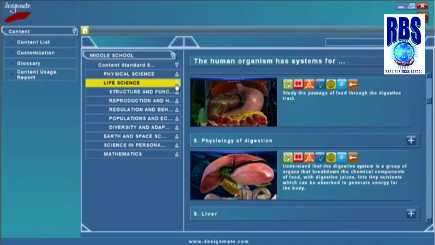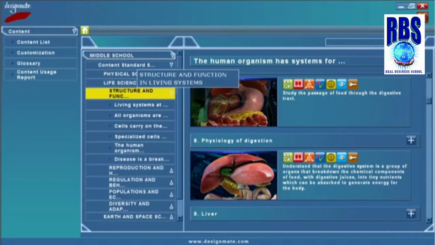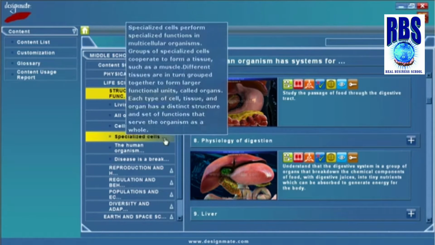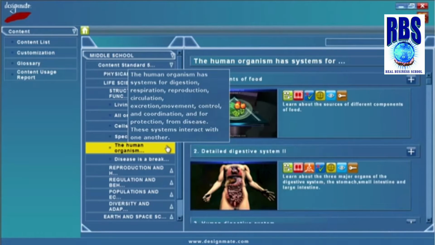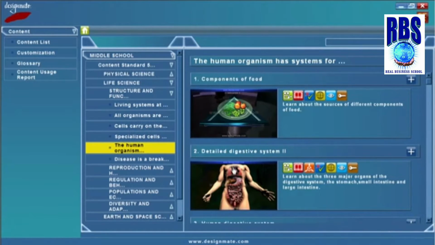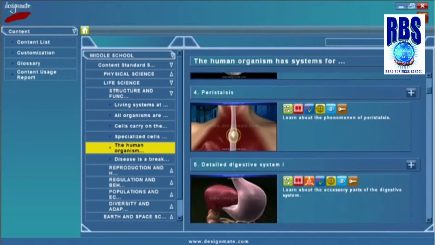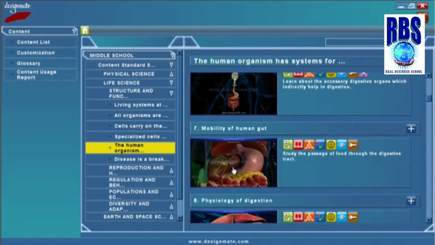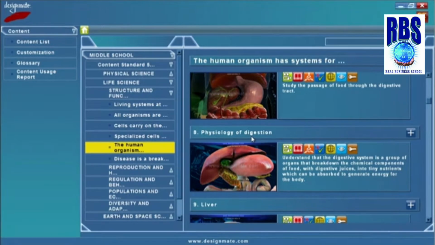As I select one of these subcategories like structure and function in living system, I see various chapters coming under that subcategory. Further, when a chapter is selected like this one, it gives me various topics coming under it on the right side. Now let me select one of these topics to introduce you to the product. This topic is physiology of digestion, which will explain various organs involved in the digestion process. As I click this, it will take me to the animated video over this.